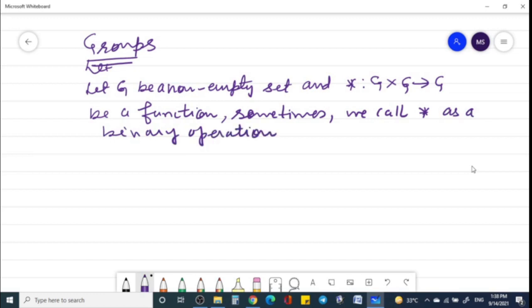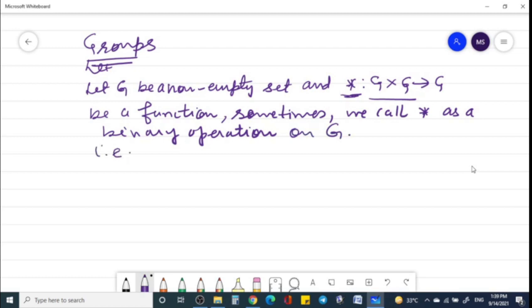The reason is very clear: because we are taking a pair of elements here, we use the word binary. So binary operation, and we are taking the same elements from the same set, and the resulting element is also from the same set. So this is a special kind of function which takes any two elements of G into another element of G. That's why we call this a binary operation on G.